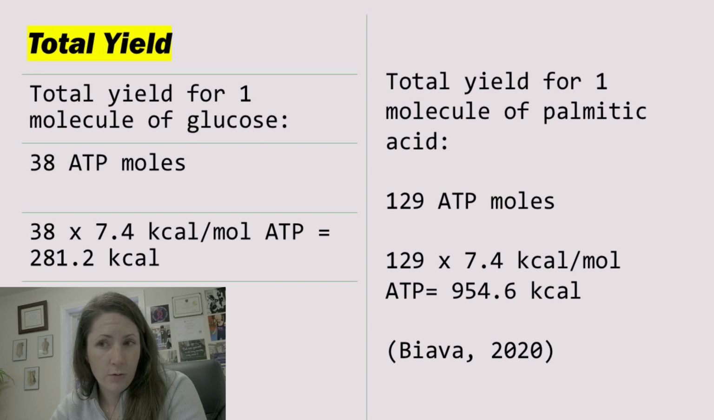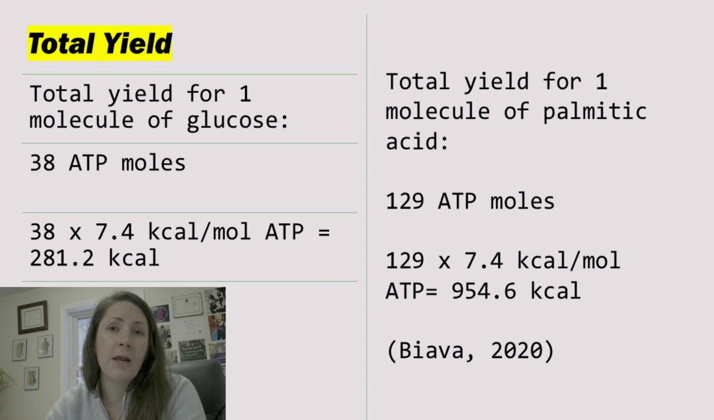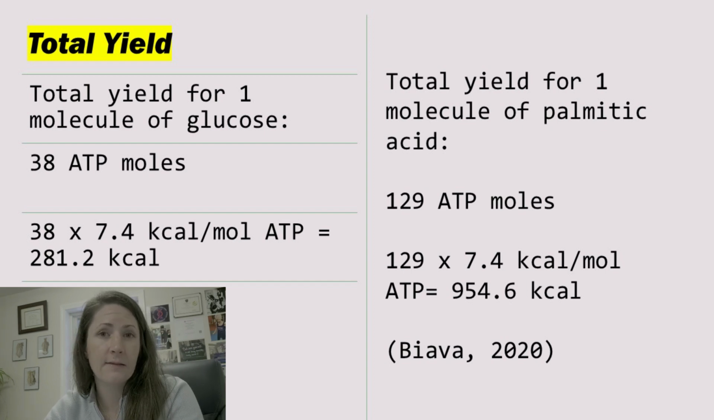One molecule of glucose makes 38 ATP molecules. Now, if we were to multiply that by 7.4 kcals per ATP mole, we're going to find that one molecule of glucose is equal to 281.2 kcals.